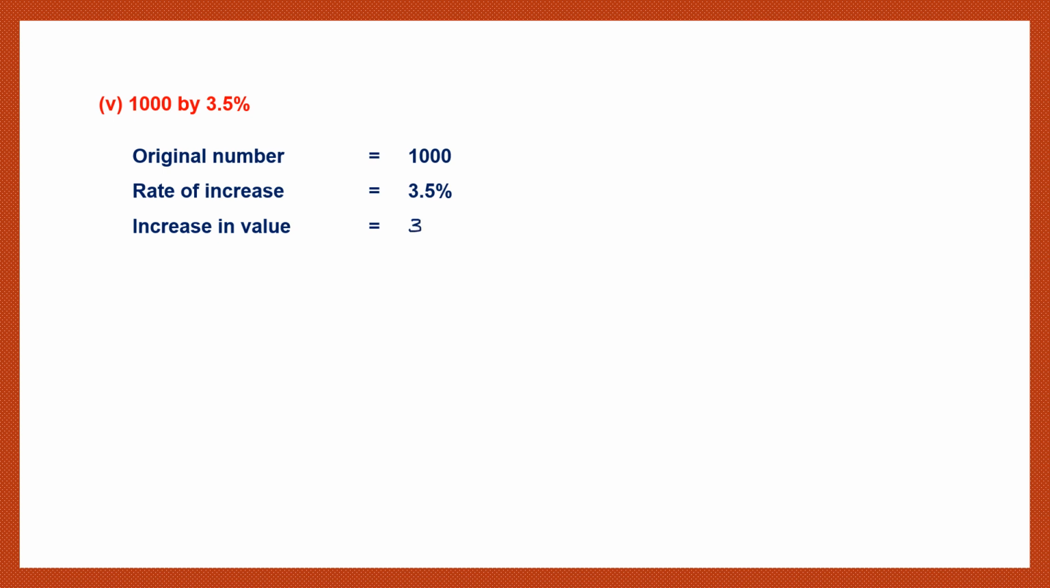Question 5. Increase 1000 by 3.5%. So find 3.5% of 1000 and add it to 1000. So what's given? The original number is given to us, 1000. The rate of increase is given, 3.5. Now let's find the increase in value by finding out this 3.5% of 1000.